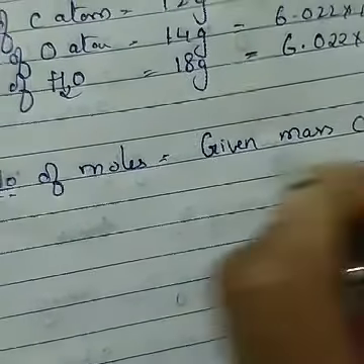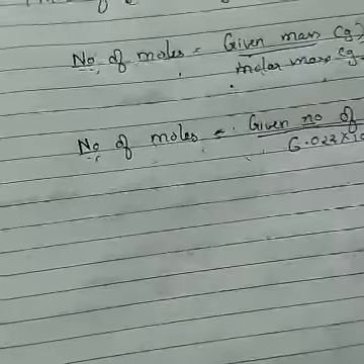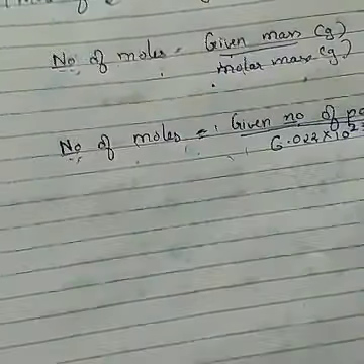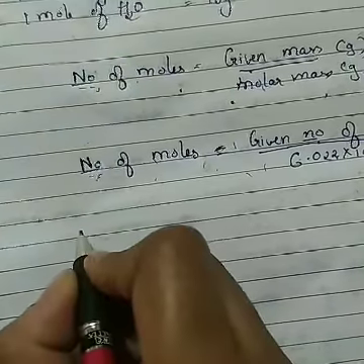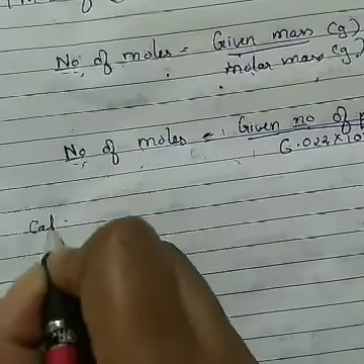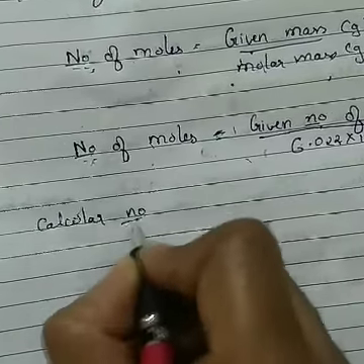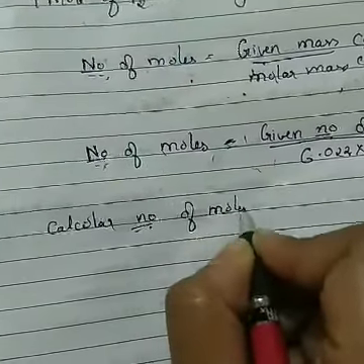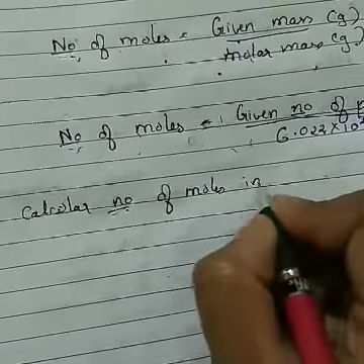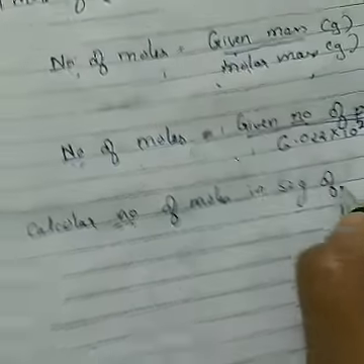This is in grams. So number of moles is equal to given mass by molar mass. Number of moles is equal to given number of particles by 6.022 × 10^23. These two formulas you have to learn, and based upon these two formulas we have to solve some numericals. Suppose I give you a numerical: calculate number of moles in 52 grams of helium atom.